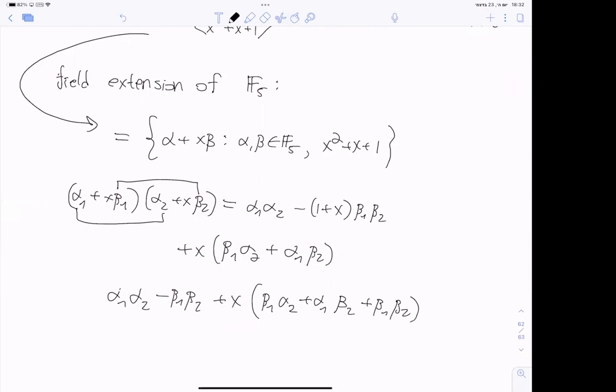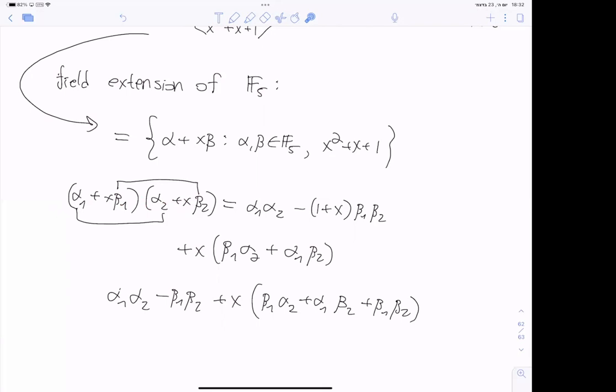Okay, so this is the multiplication. So you have to program it. I mean, to define your operator overloading of the new multiplication. This is the new multiplication in this ring, in this field.